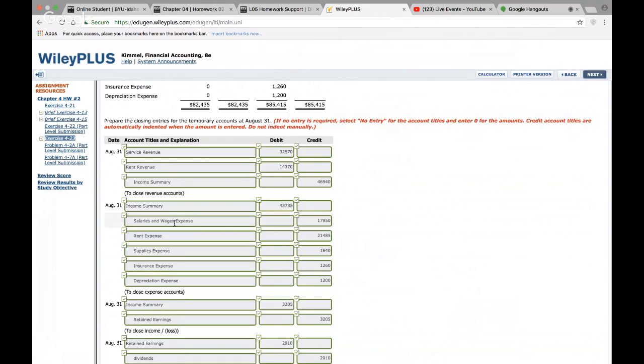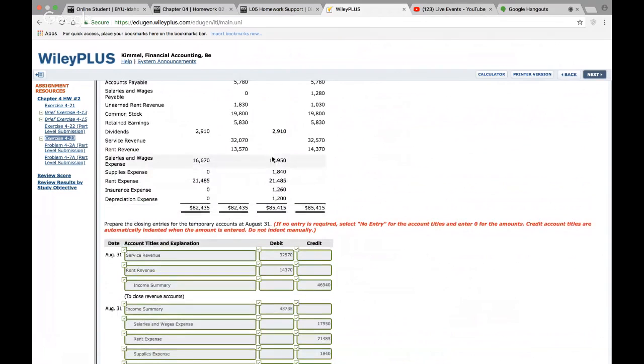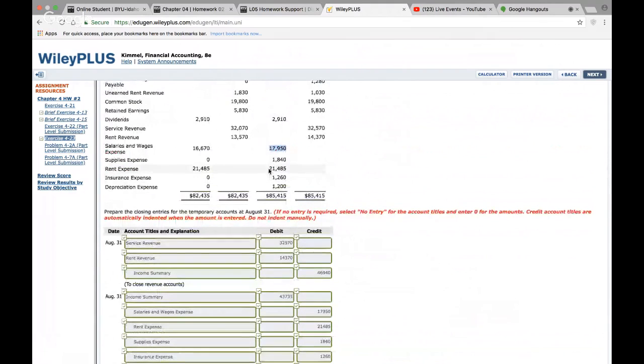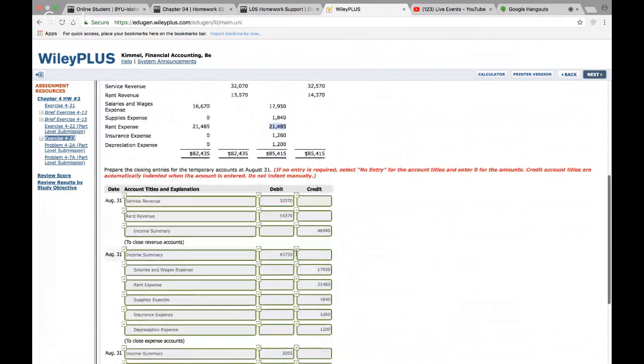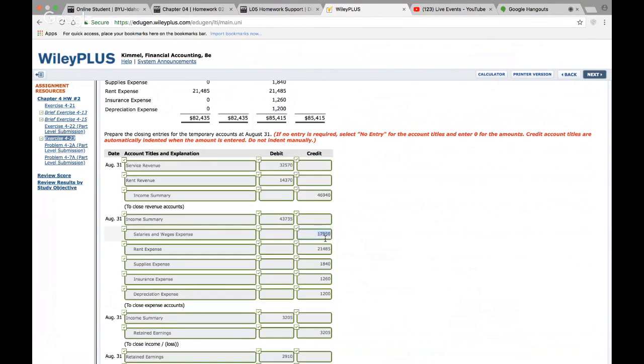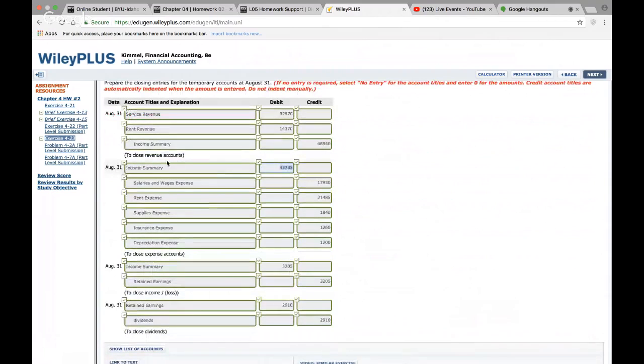First, we have salary and wages expense, which is $17,950. Rent expense is $21,485. Supplies expense is $1,840. Insurance expense is $1,260. And depreciation expense is $1,200. The sum of all these numbers together is how we get 43,735.